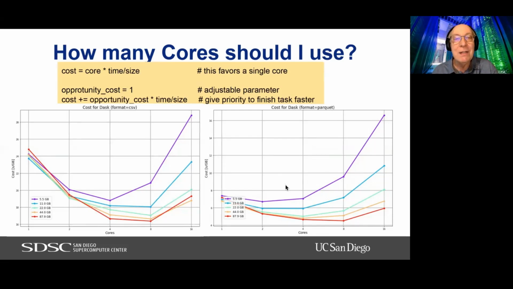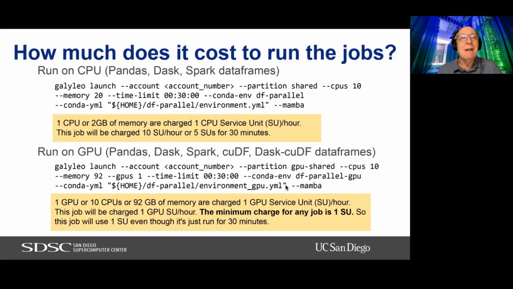But the situation is a little more complex, because we need to think about how jobs are actually charged on Expanse. Let's review how jobs are charged on Expanse. So let's first think about running on CPU. This is a typical launch command. Let's say we're using 10 CPUs, 20 gigabytes of memory for half an hour. How much does it cost?